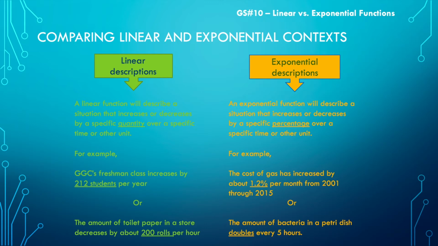Or the amount of bacteria in a Petri dish doubles every 5 hours. Now, you may say, how is that a percentage? Well, it's adding exactly 100% to what was there before, right? Doubling would be 200%. And so instead of adding a specific value, doubling represents a percentage. And so would tripling, or quadrupling, okay? So let's look at a couple of examples of these types of applications.